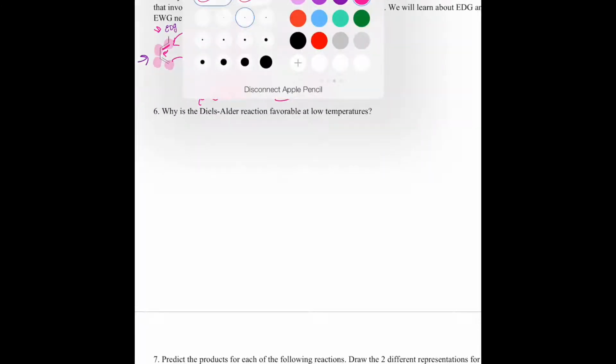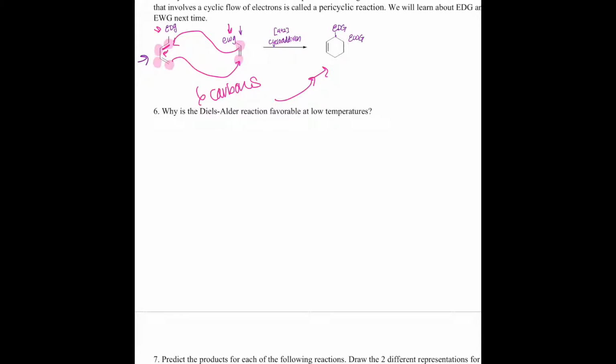So this one is actually a fairly simple question. Why do Diels-Alder reactions favor low temperatures? Well, it's because at high temperatures, they'll just break apart. So if it's high temperature, so let's just take this little part and down here.